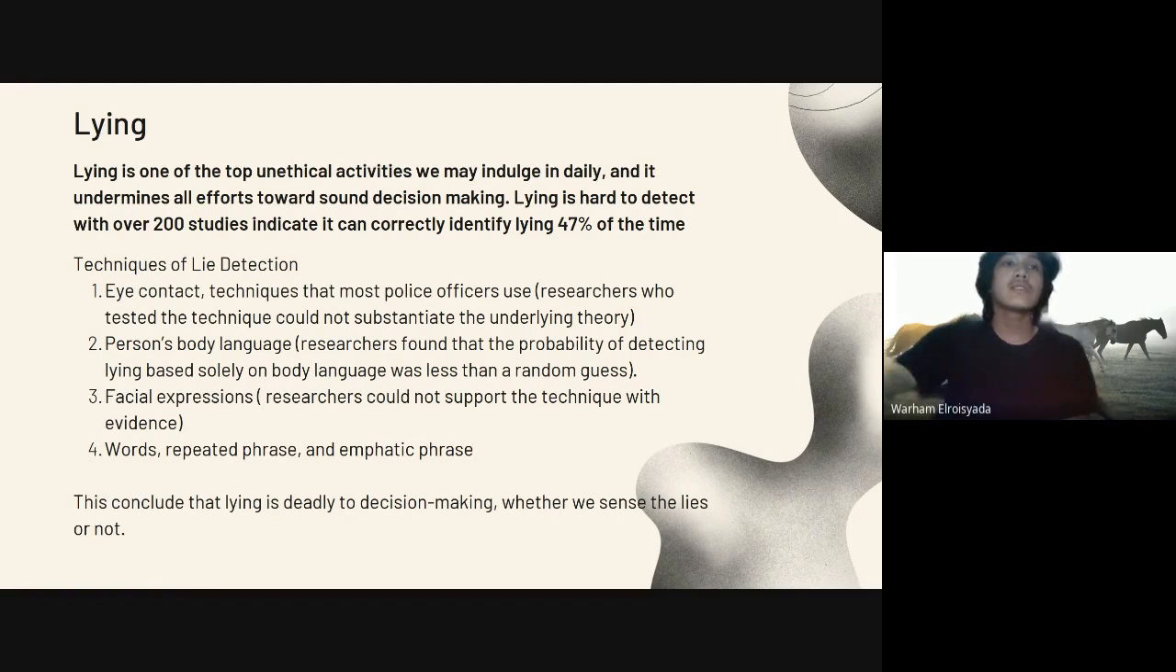This lie detection technique is also not supported because there's not enough evidence. And then the fourth one is words, like repeated phrase and emphatic phrase in the email or in our chat. And to conclude this, lying is deadly to decision making, whether we sense the lies or not.